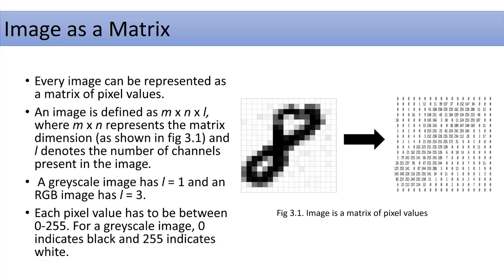Image as a matrix. You may have this big question: how can an image be taken as an input to a network? How do we code such a thing? Essentially, every image can be represented as a matrix of pixel values. As you can see here, this is basically an image of an 8. It is taken from the handwritten digit dataset. This image can be converted into this matrix.